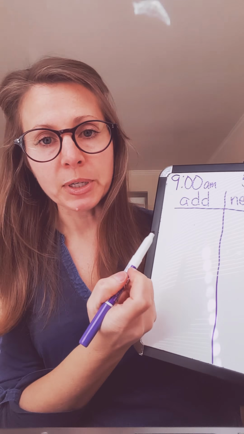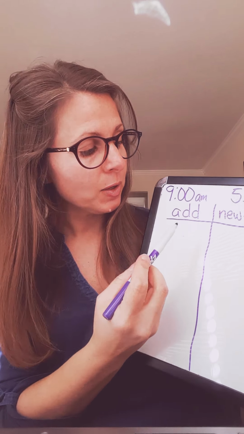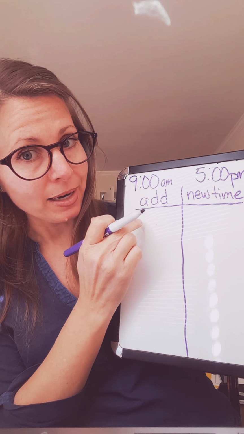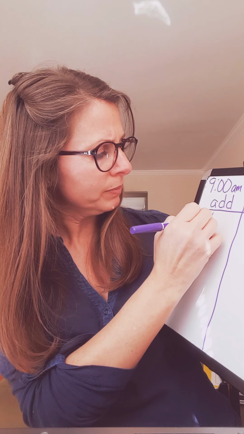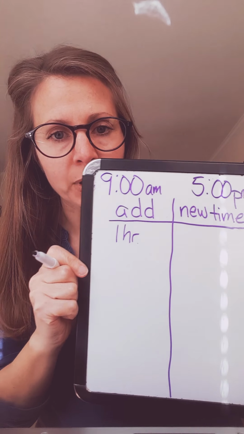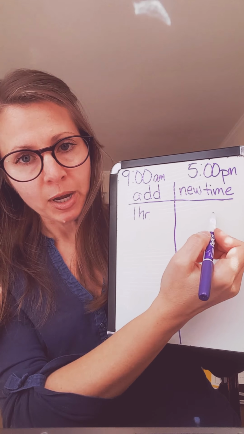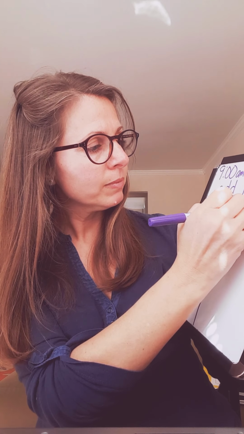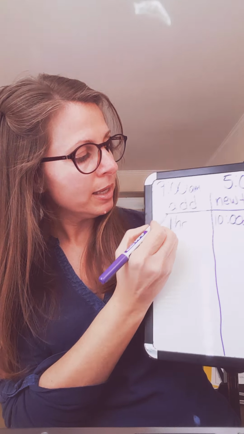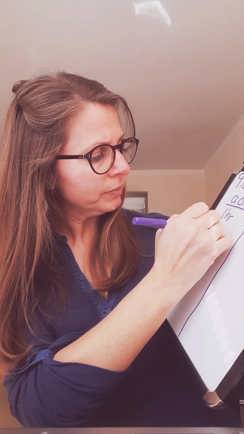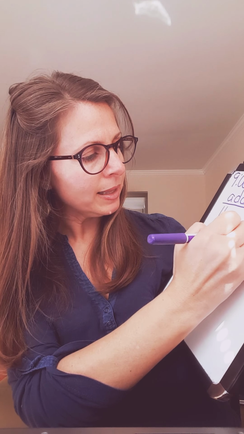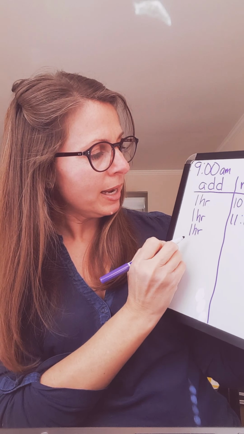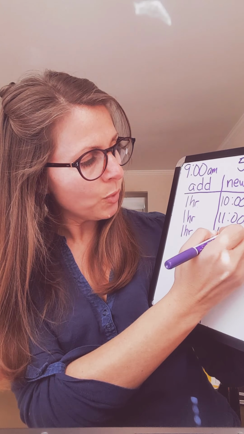Okay, so here's what we do. We know our start time was 9 o'clock. So we're going to add in chunks of hours because that makes it real simple. So on my add column, I'm going to put 1 hour. I'm putting HR for hour. And then on the other side, the new time, you just add that hour to 9 o'clock and you get 10 o'clock. Okay, then I'm going to add another hour. Add that to 10 and I get 11. I'll add another hour. I add that to 11 and I get 12.